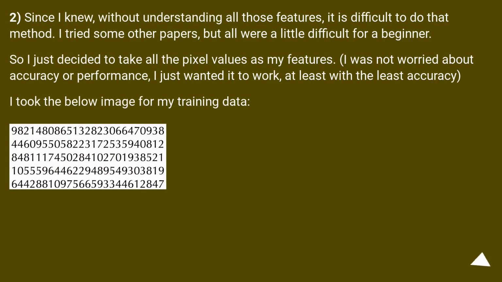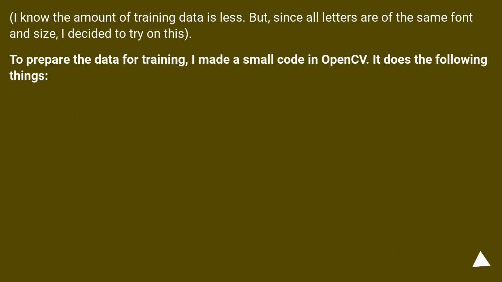2. Since I knew that without understanding all those features it is difficult to use that method, I tried some other papers, but all were a little difficult for a beginner. So I just decided to take all the pixel values as my features. I was not worried about accuracy or performance, I just wanted it to work, at least with the least accuracy. I took the below image for my training data. I know the amount of training data is less, but since all letters are of the same font and size, I decided to try this.